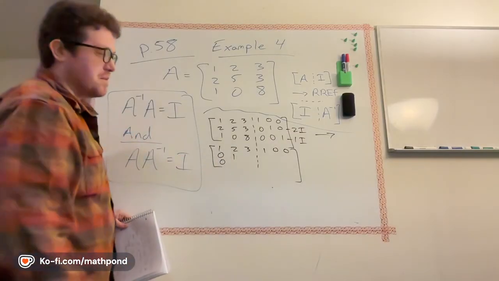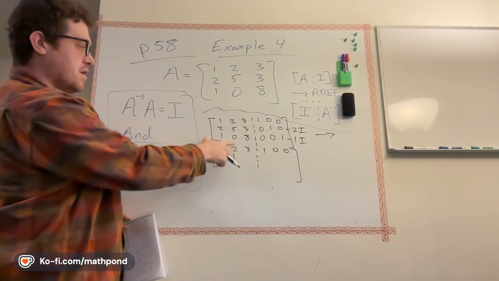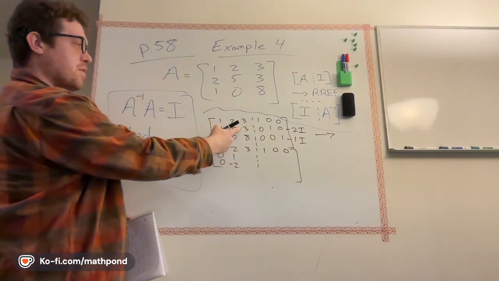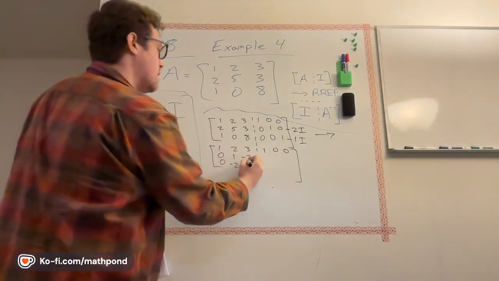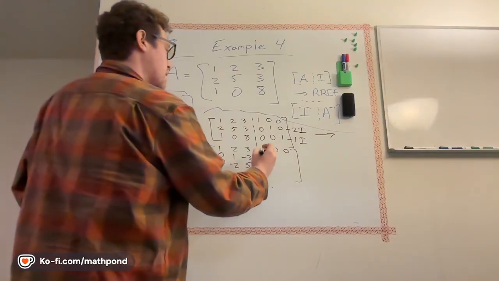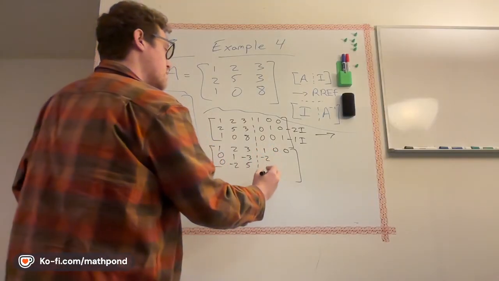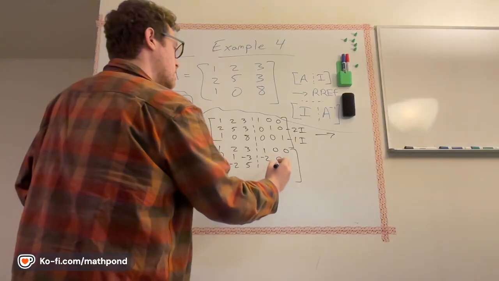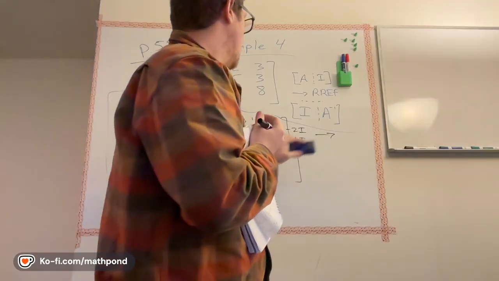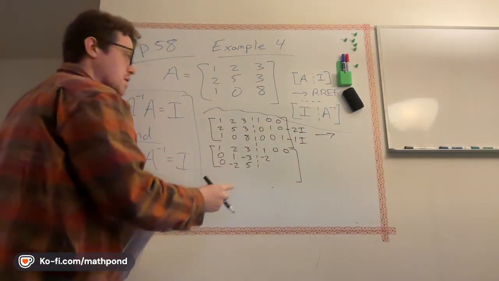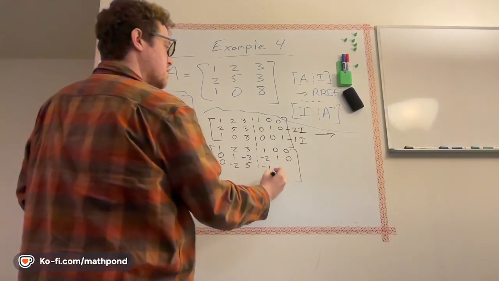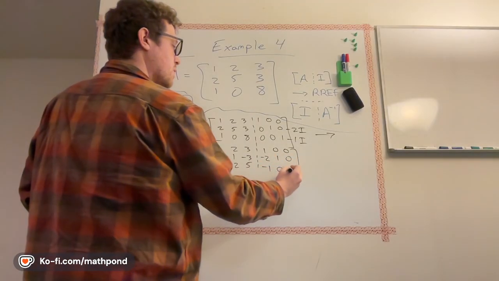Now I have to do a lot of mental math in my head. So 5 minus 4 is 1. 0 minus 2 is negative 2. 3 minus 6 is negative 3. 8 minus 3 is 5. Minus 2, 0. Oops. Minus 2, 1, 0, minus 1, 0, 1. Okay.